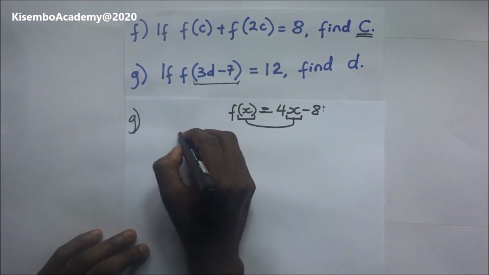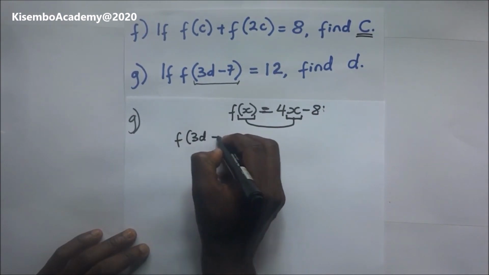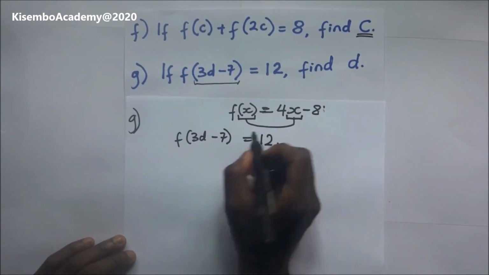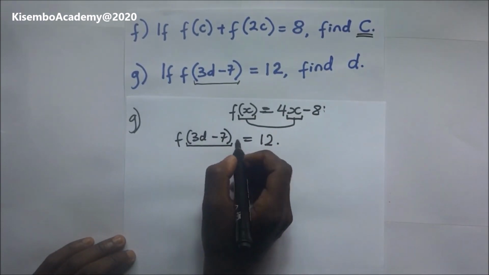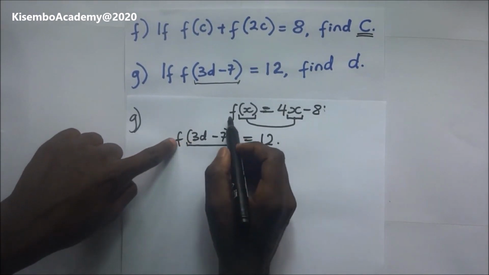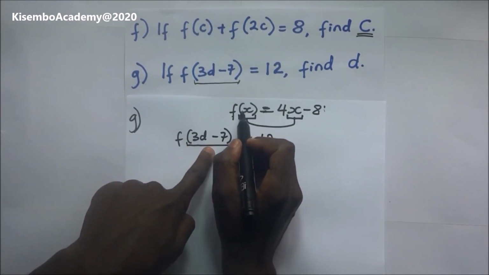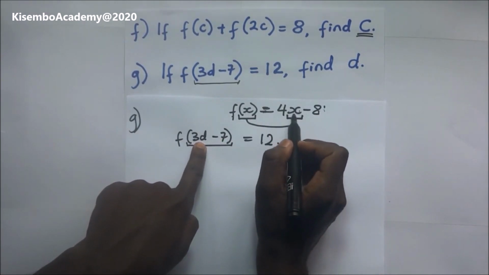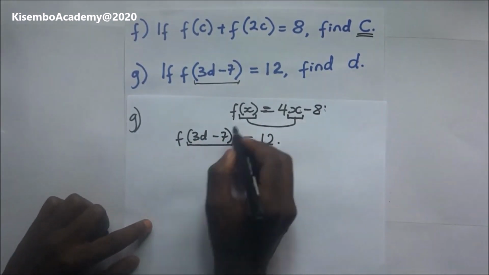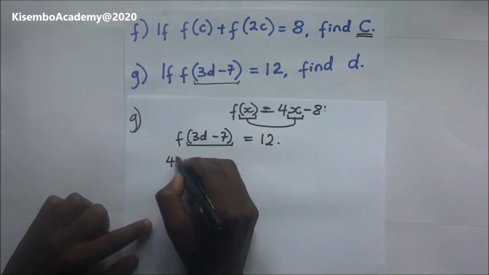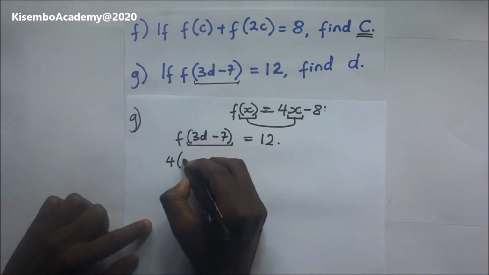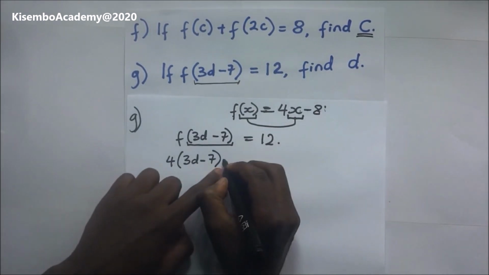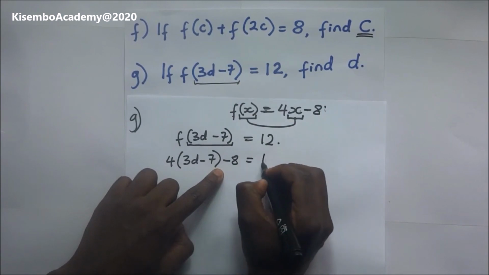In this case, we're being told that f of 3d minus 7 is equal to 12. Now, in the brackets, we have this whole expression. It means that this whole expression is what is taking up this value of x. This value of x is a linear equation, and so that is what we are going to substitute in this expression right here. So this becomes 4 times our value of x, which is this whole expression, 3d minus 7, minus 8, is equal to 12.